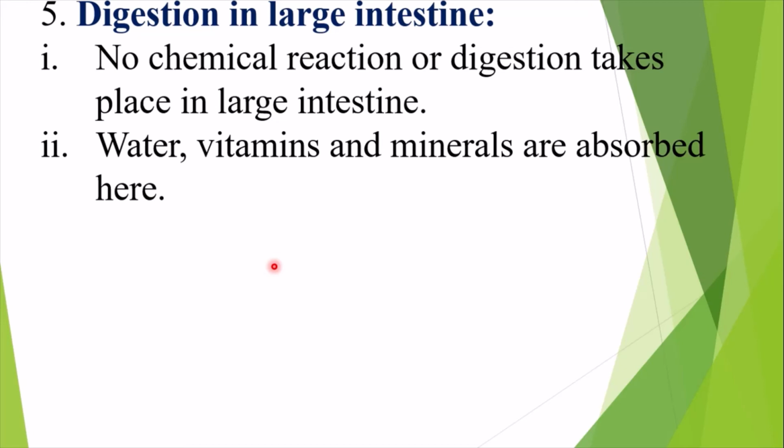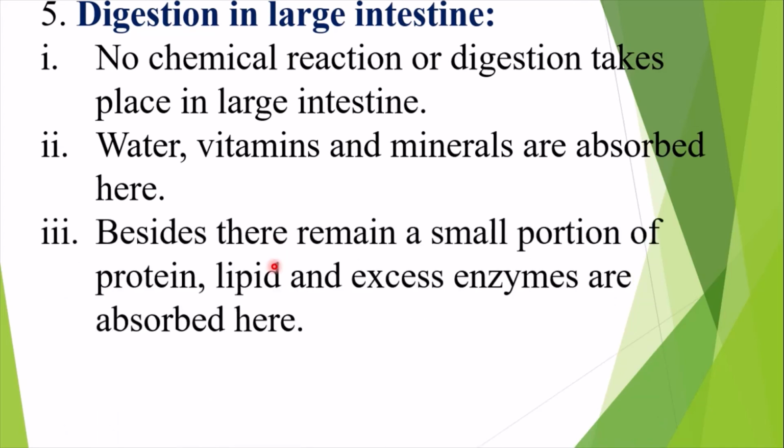Simple form of carbohydrate, that means glucose. Simple form of protein, that means amino acid. Simple form of fat, fatty acid and glycerol, are already absorbed in the small intestine. The remaining three types, water, vitamins and minerals, are absorbed in the large intestine. Besides, a small portion of protein, lipid and excess enzymes are absorbed here a little bit.